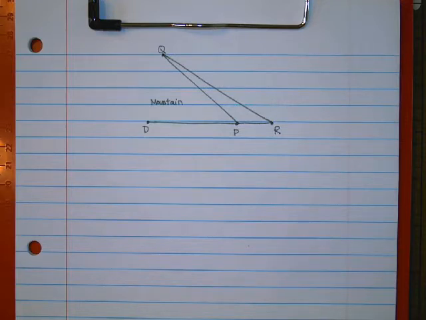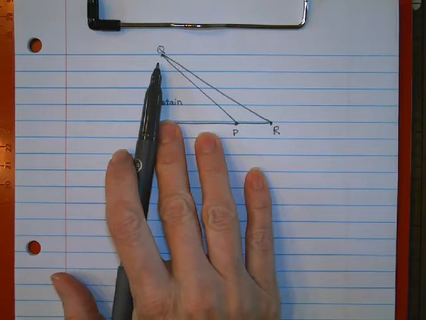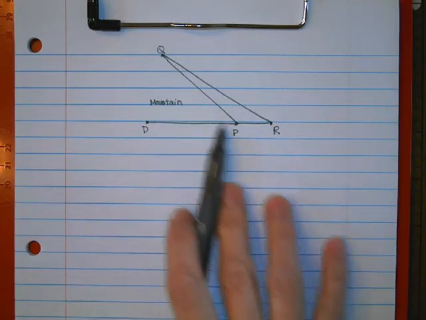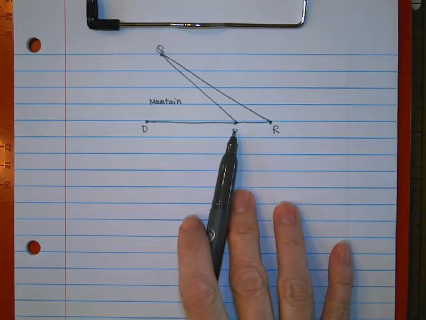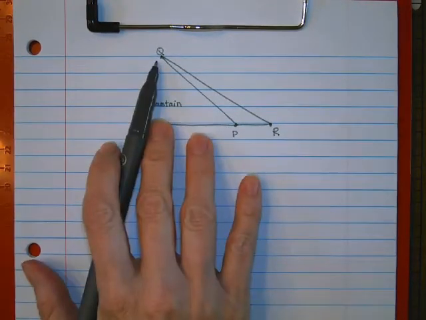So what we have here is a figure below, and this figure is talking about a mountain up here. There are people on the ski lift here at Q, and they're taking a ski lift down here to P on the ground. So we're going to find the span of this proposed ski lift from point P to point Q.